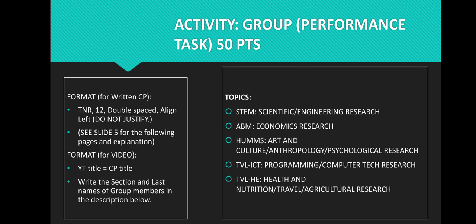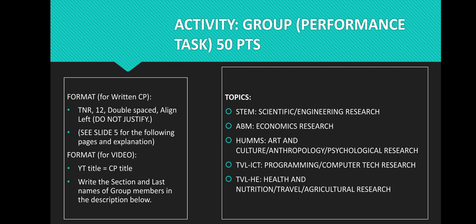Now, what are the topics that you'll be doing a concept paper about? For STEM students, since you're more focused on scientific and engineering work, you'll need to write a concept paper for scientific and engineering researches. For ABM students, you need to write a concept paper about economics, may it be in business or e-commerce.